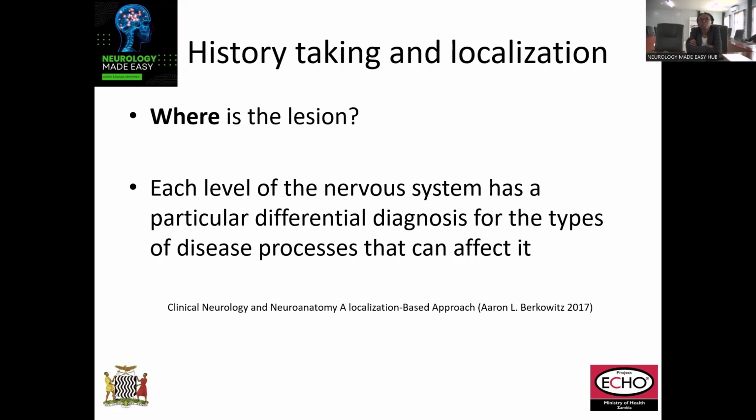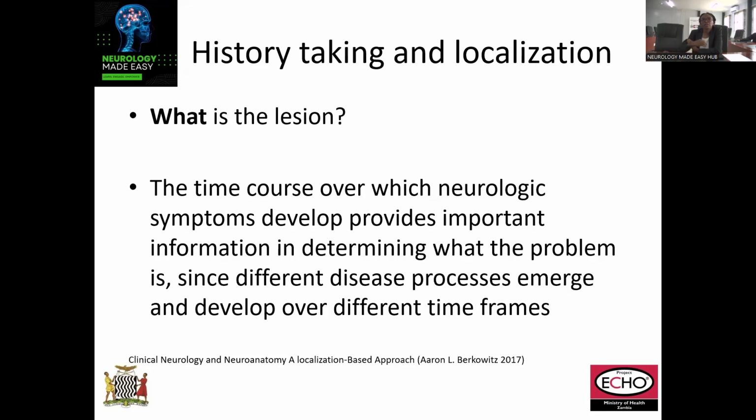So when it comes to history, basically what we want to do is to define the where the lesion is. Where is this problem coming from? And the reason is that each level of the nervous system has a particular differential diagnosis for the types of disease processes that can affect it. So let me just explain a bit on that. The second aspect is the what. What is the lesion? And with the what usually helps us is the time course. Again, time course, that is the period in which the symptoms develop, is important for us because different disease processes will emerge and develop over different time frames.